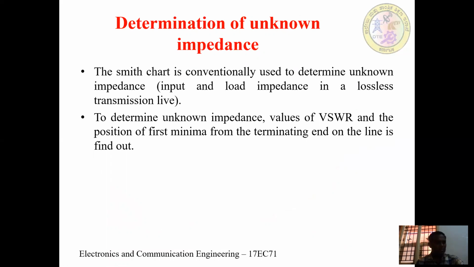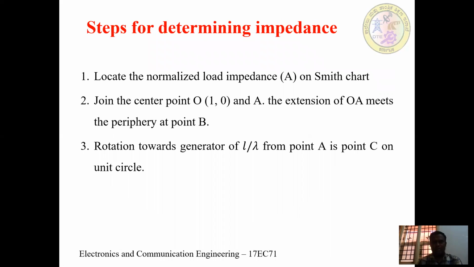Now, how to find the unknown impedance? The Smith chart is conventionally used to determine unknown impedance, input impedance and load impedance in a lossless transmission line. To determine unknown impedance, the value of VSWR and the position of the first minimum from the terminating end on the line are found out. So locate the normalized load impedance A on the Smith chart, which we already showed. Join the center point O and A; the extension of OA meets the periphery at point B. Rotation towards the generator by L by lambda from point A gives point C on the unit circle.